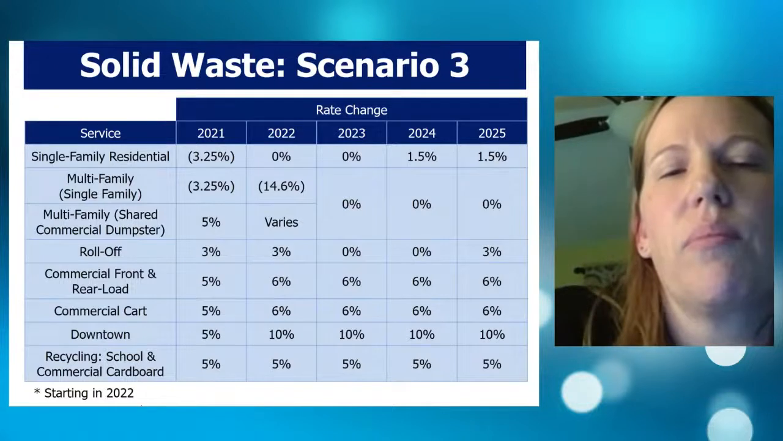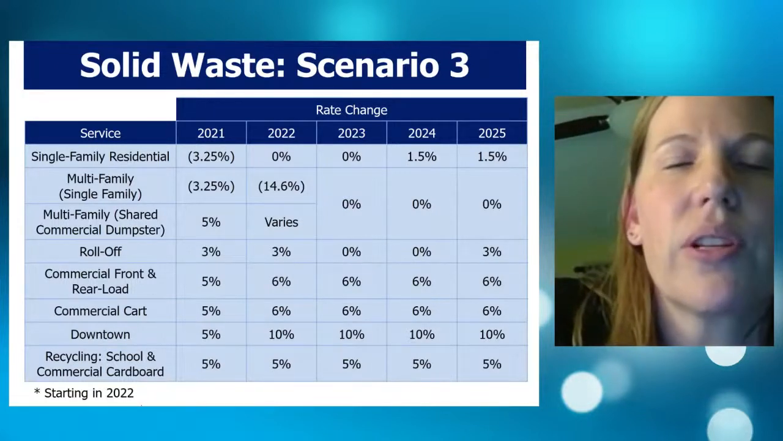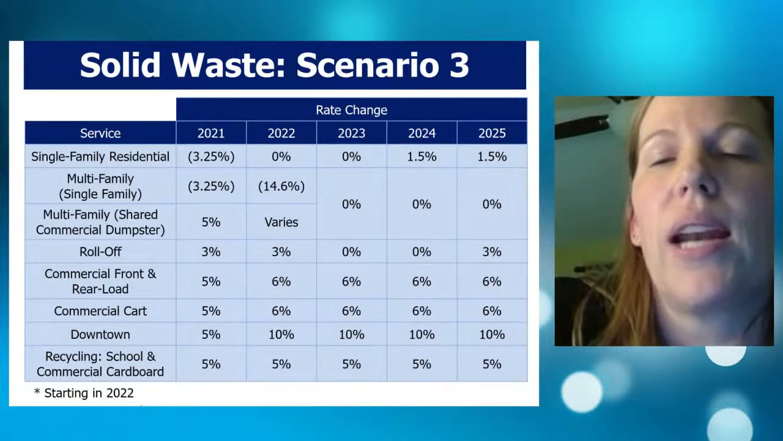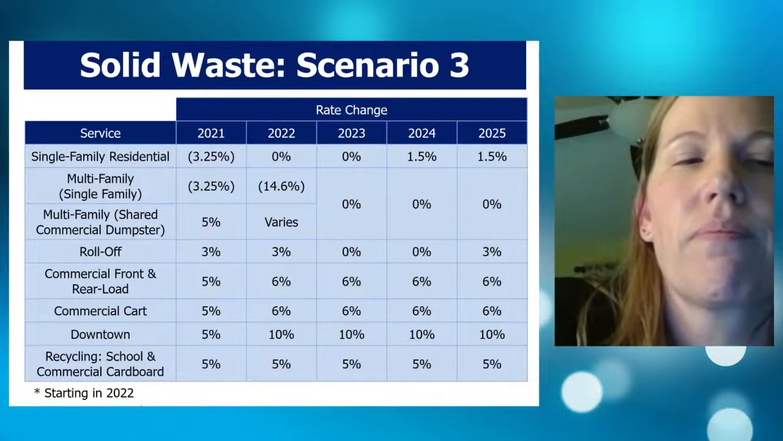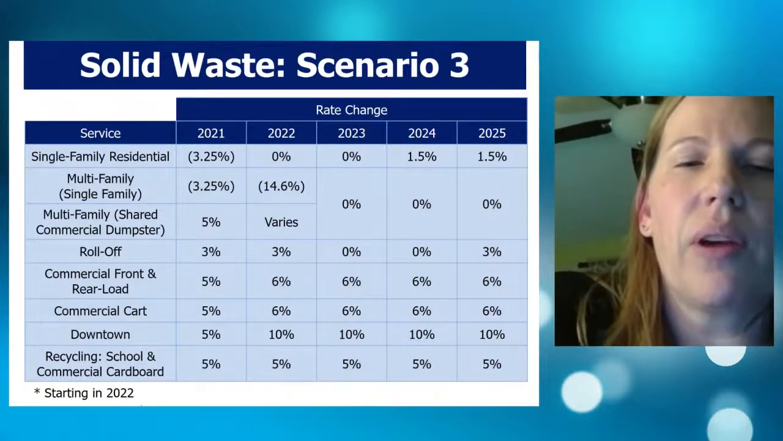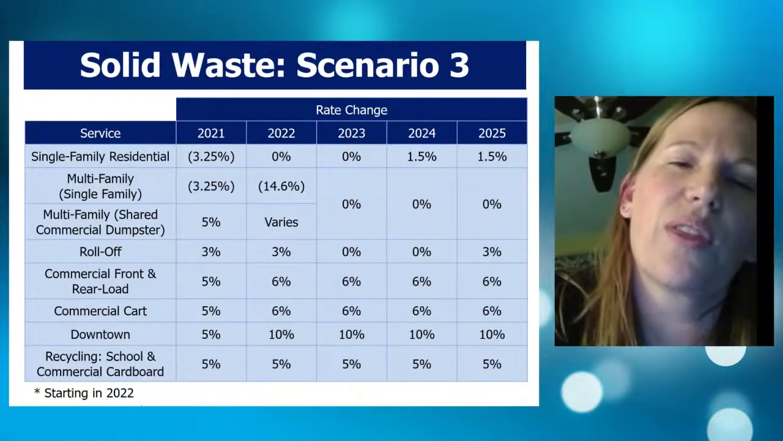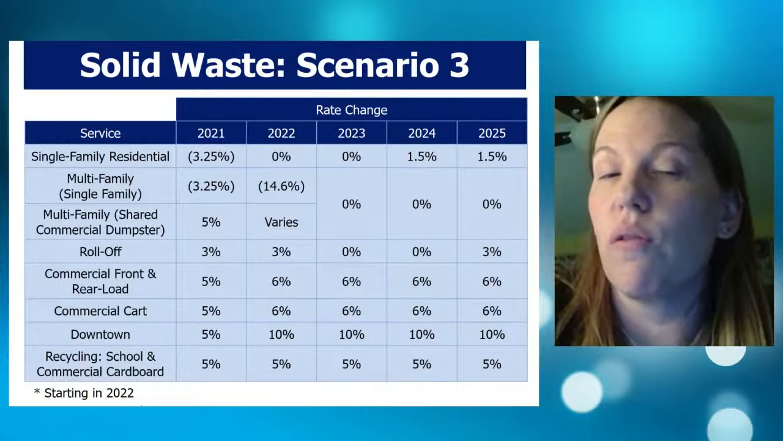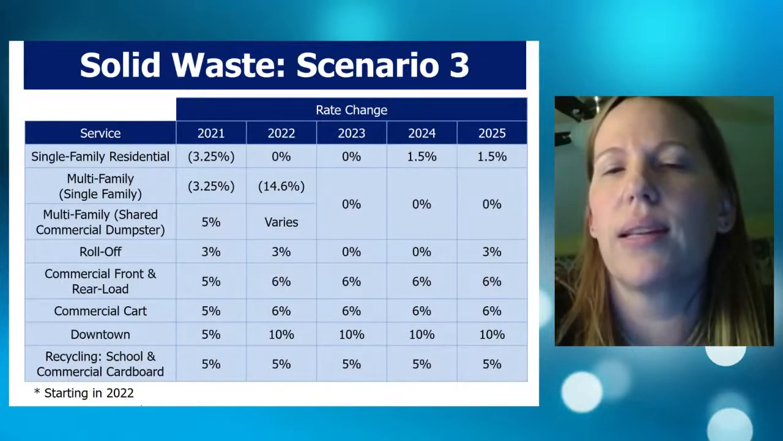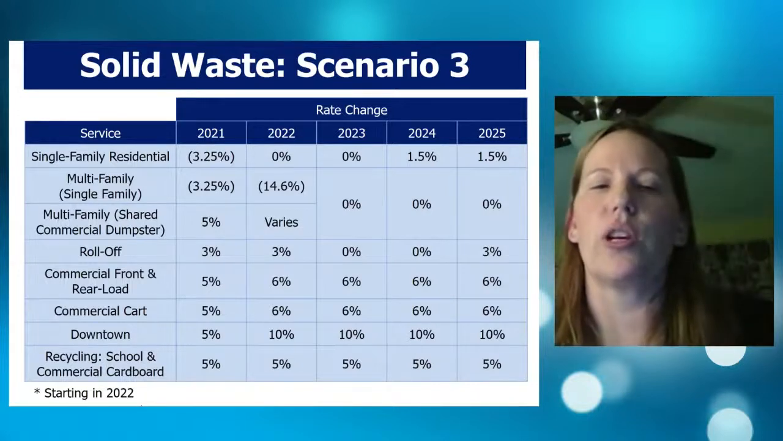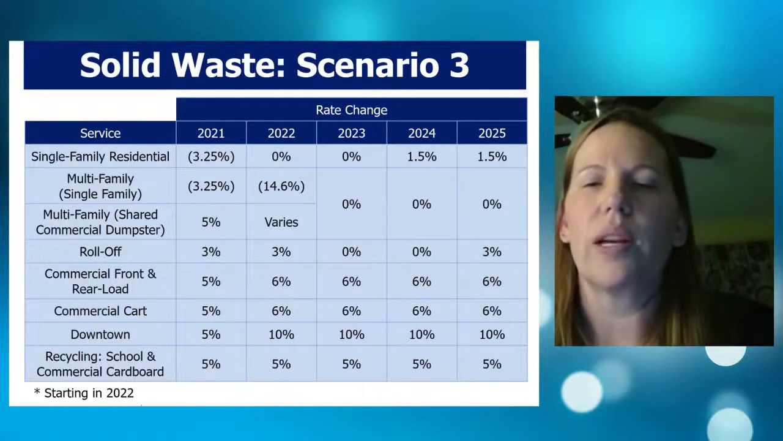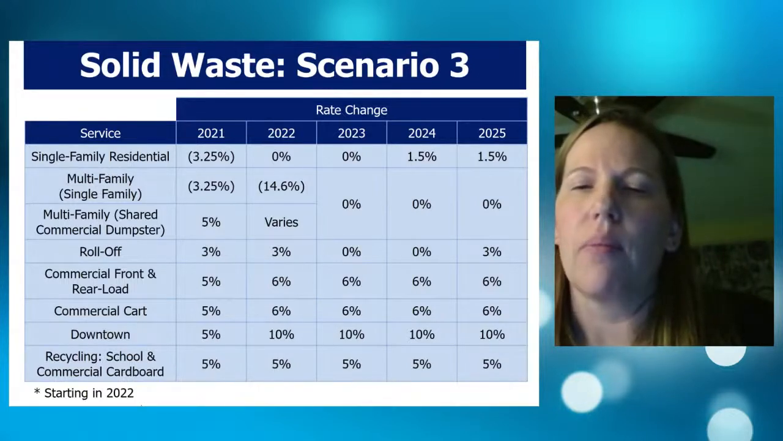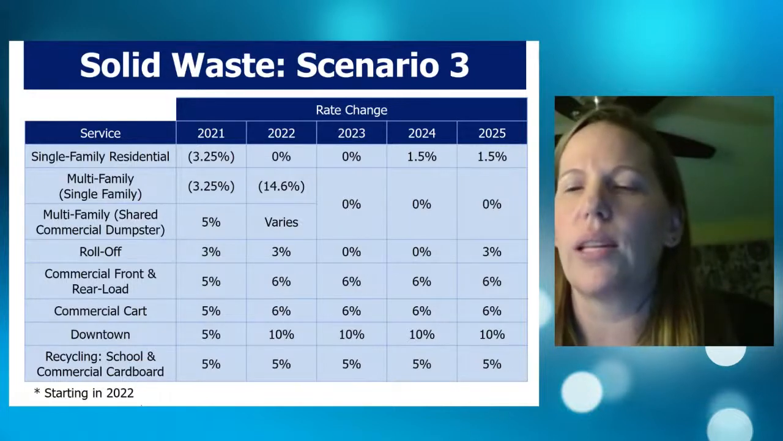What that does to rates in the years after 2021 for single family, you would still have 0% increase in 2022 and 2023, but then you would need a small increase of 1.5% in 24 and 25. The multifamily folks paying the single family rate would get the reduction along with the residential folks in 2021. So in 2022, it would just be less of a decrease to get them to the uniform rate, but the total is the same. It would still get them to the same place in 2022. And then as in previous situations, multifamily paying the commercial rate would have a variable rate to come to that uniform rate as well. And again, in all the scenarios, that new multifamily uniform rate would not have any rate increases for at least 3 years.